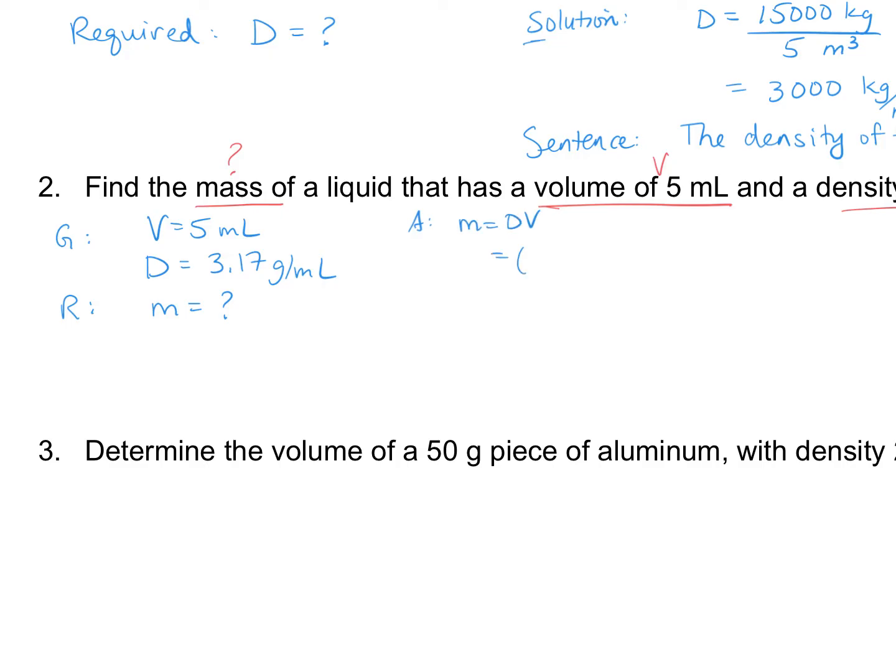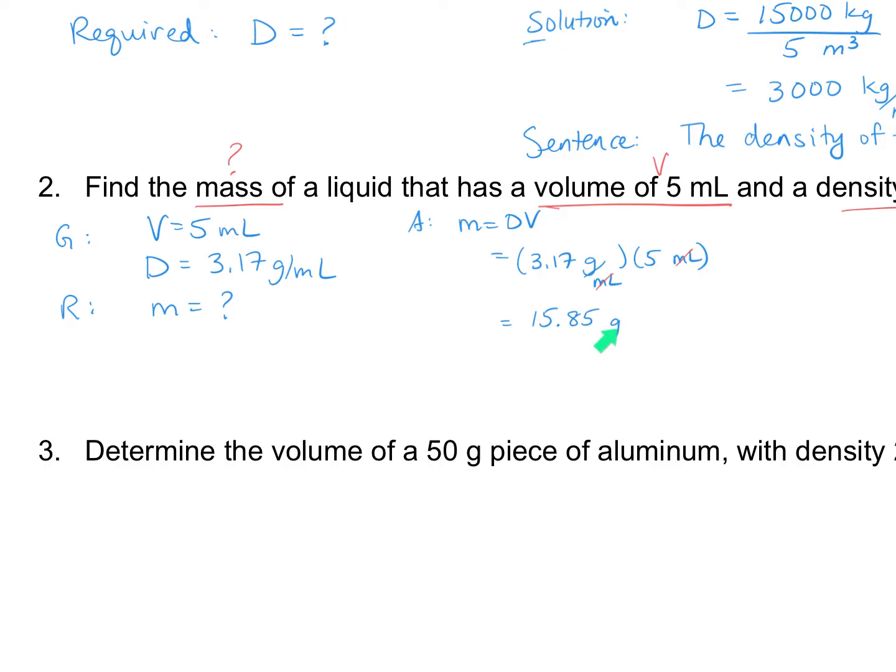Then I go ahead and substitute the numbers, so 3.17 grams per milliliter times 5 milliliters. And hopefully you can see that the milliliters are setting up to be a top and bottom thing, so my units are going to cancel nicely there. When you multiply 3.17 times 5, you get 15.85 grams.